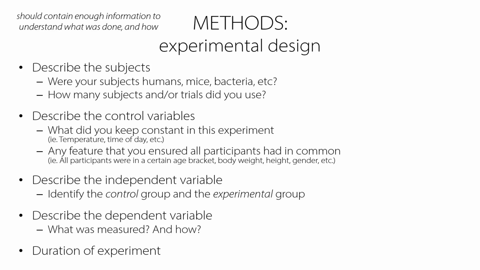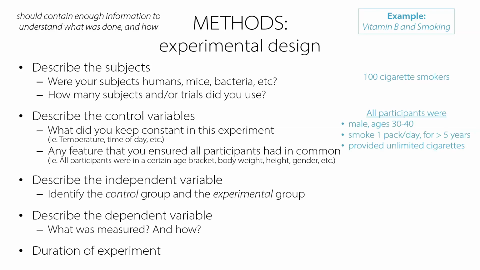Using that same made-up example, let's say that we used 100 cigarette smokers as our subjects. We made sure that all of those smokers were male between the ages of 30 and 40. So we controlled for gender and for age. All participants smoke approximately 1 pack of cigarettes a day and have done so for at least 5 years. And all participants were provided an unlimited supply of cigarettes. They were able to smoke as frequently as much as they wanted.